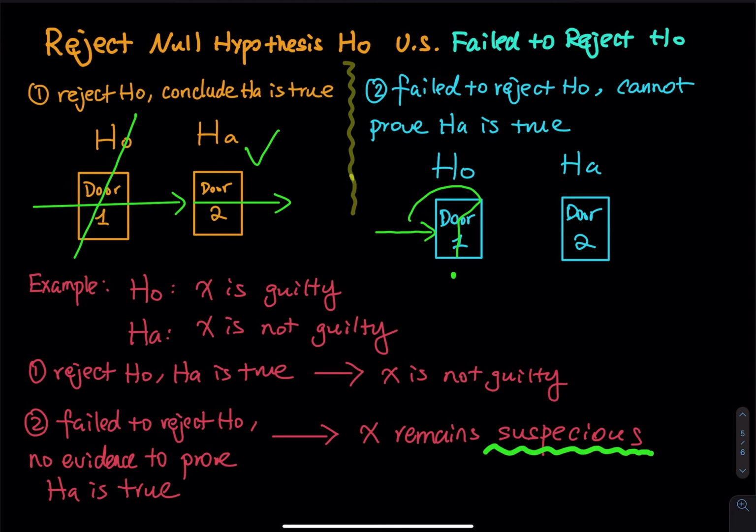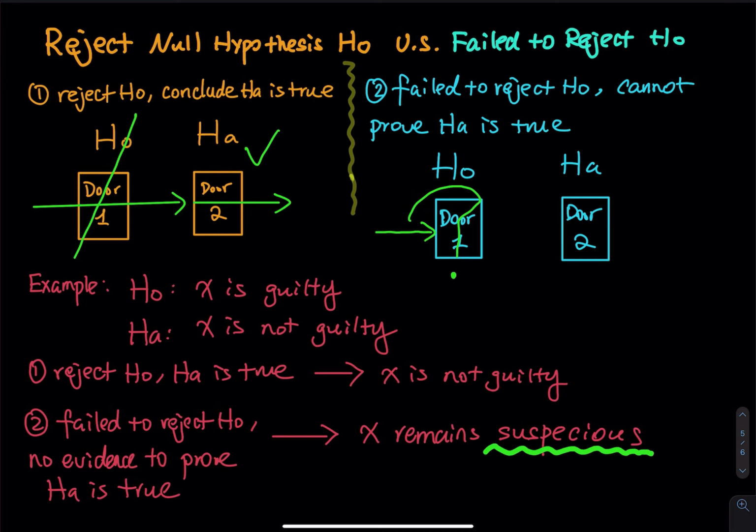If you reject H0, that means the alternative hypothesis is true. So you pick up an eraser and erase H0, or you pick up a pen and cross out H0, and then you take HA as a true statement. So what is true? X is not guilty. This is absolutely true. I take that as a true statement. You pick up that statement, X is not guilty, and you're done. What about fail to reject H0?